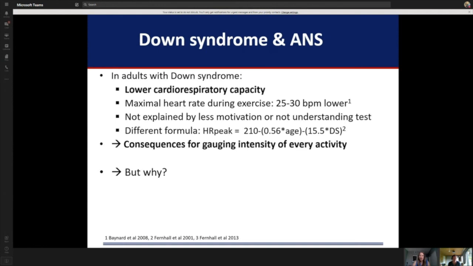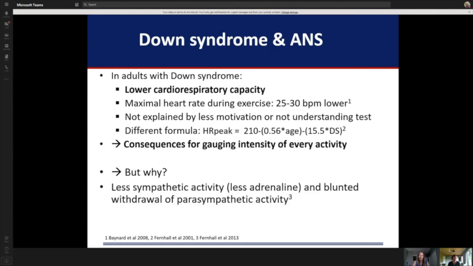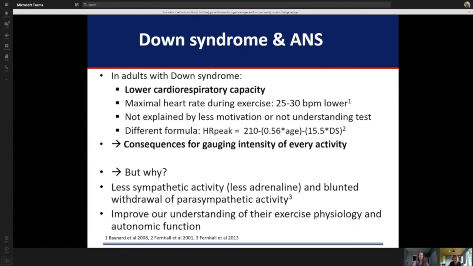So how does that happen? From different types of studies, and I won't go into too much detail about those, they seem to have less sympathetic activity and less adrenaline, and a blunted withdrawal of parasympathetic activity. Withdrawal of parasympathetic activity is also described as vagal withdrawal, but it basically means that the balance between those two systems, which should go up towards sympathetic activity and down for parasympathetic, is not doing that same shift as much as you would expect in the general population.